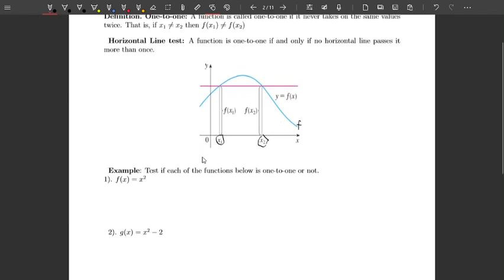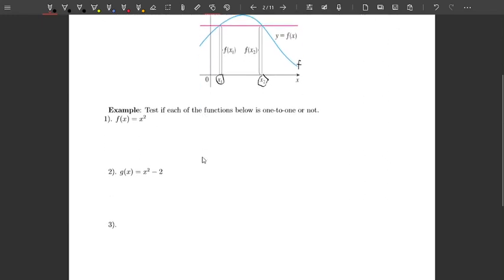Let's try to use some examples to understand this concept a little bit better. Consider a function f of x equal to x squared. And here we are talking about the domain being all the real numbers. If we take the domain to be the set of all real numbers, which we denote as R, is this function one-to-one?